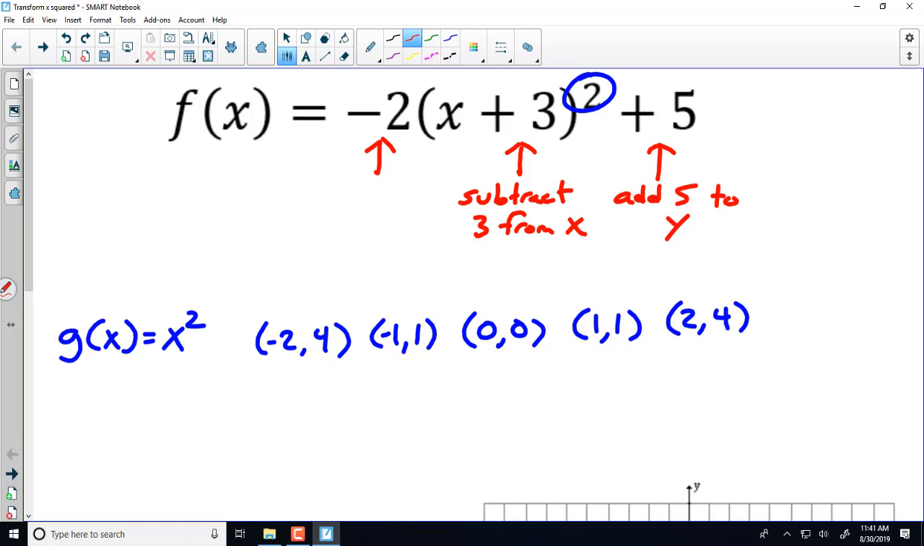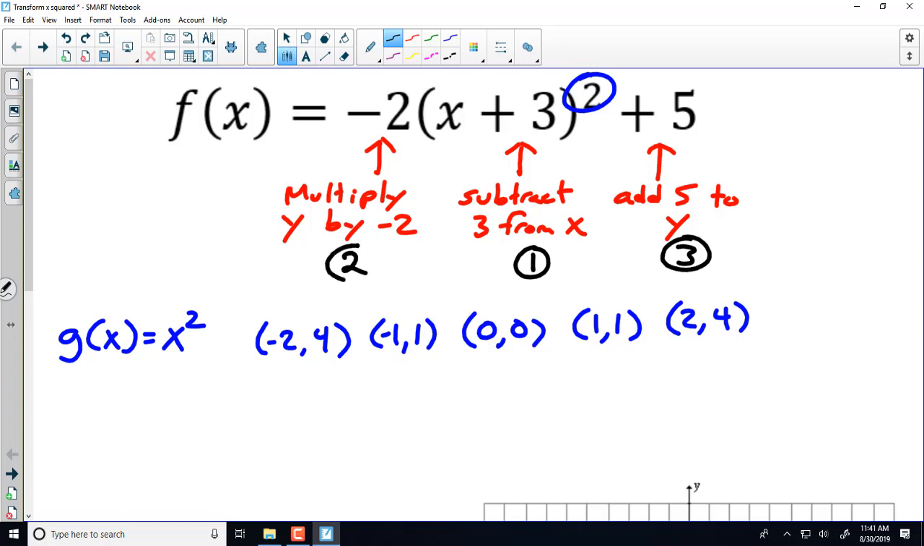The minus is going to reflect us over the x-axis, and the 2 is going to vertically stretch us by a factor of 2. But we can handle both of those things at the same time by just multiplying y by -2. There is a correct order to do these three things in. We should always do horizontal shifting first, and we should always do vertical shifting last. And that leaves this as our middle step, step number 2.